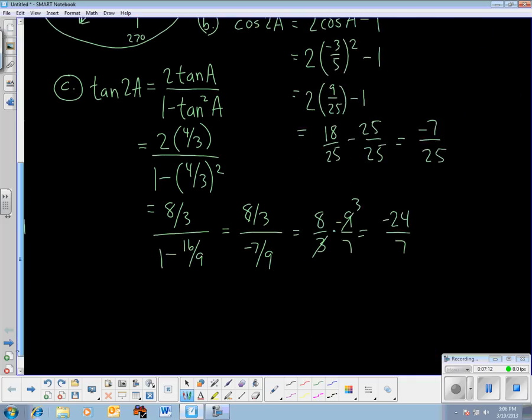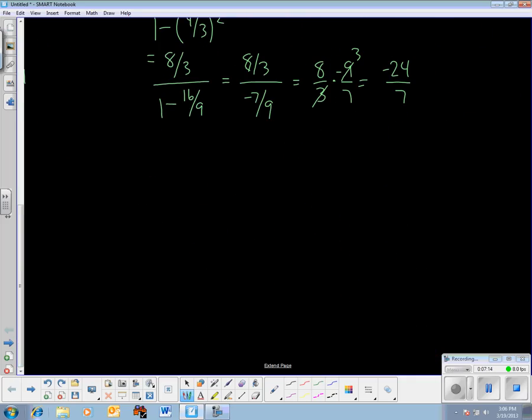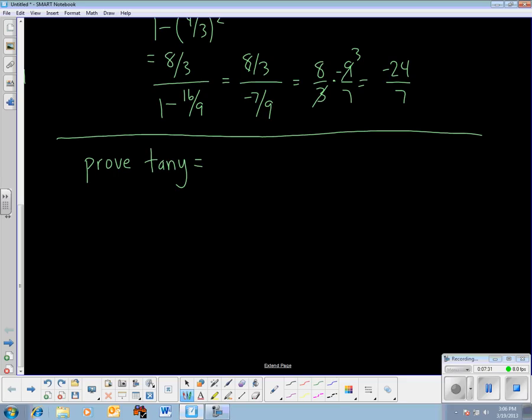I'll give you one more quick example of a proven identity type of question that involves our new formulas. So I'm going to prove that tangent y is equal to sine of 2y over 1 plus cosine 2y.